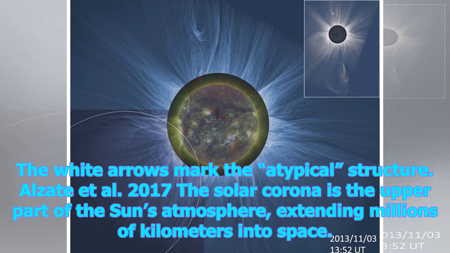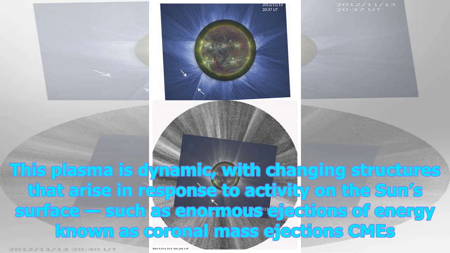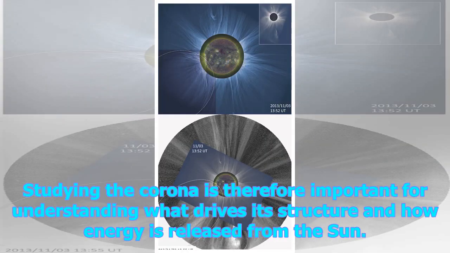The solar corona is the upper part of the Sun's atmosphere, extending millions of kilometers into space. This plasma is dynamic, with changing structures that arise in response to activity on the Sun's surface, such as enormous ejections of energy known as coronal mass ejections (CMEs). Studying the corona is therefore important for understanding what drives its structure and how energy is released from the Sun.